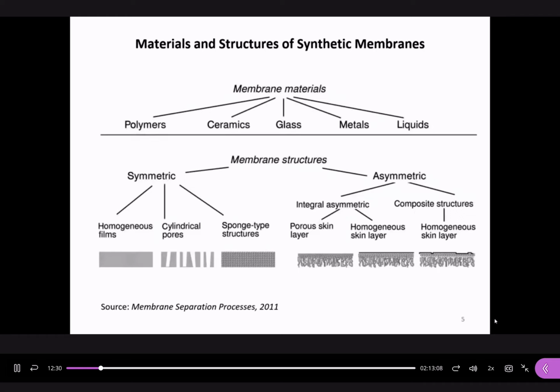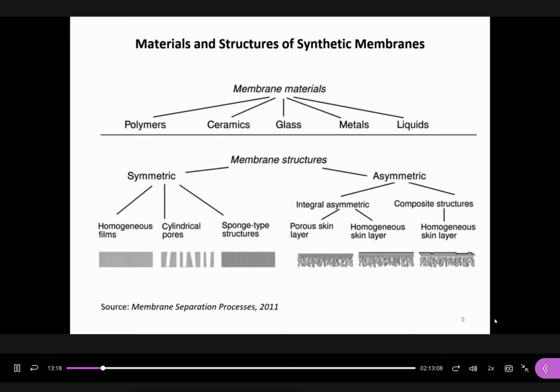When we talk about membrane structure, we have this symmetric. What does symmetric mean? It's a concept based on the depth. Along the depth, it's uniform, right? It's uniform, so it's symmetric. Look at the scheme, symmetric or asymmetric. What does asymmetric mean? You have a very dense layer at the top, right? You have porous layer at the bottom, which acts as the support. So it's asymmetric, right?